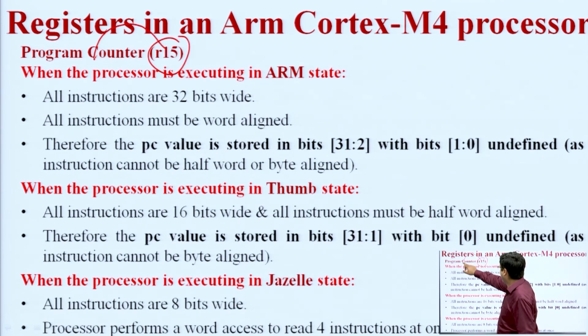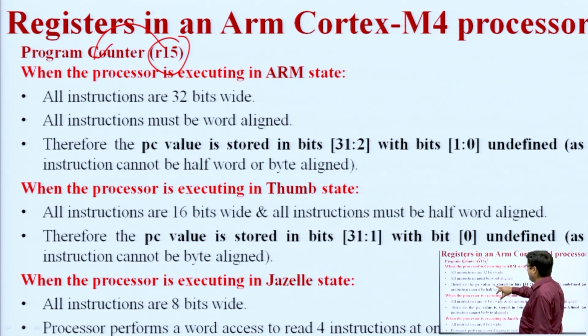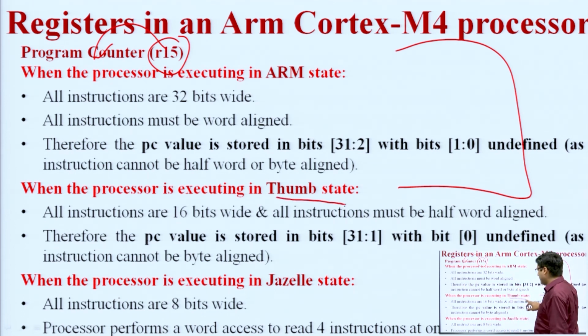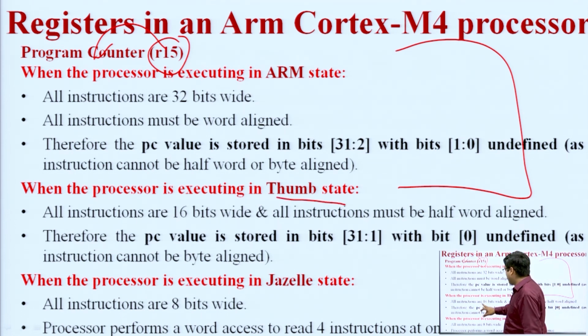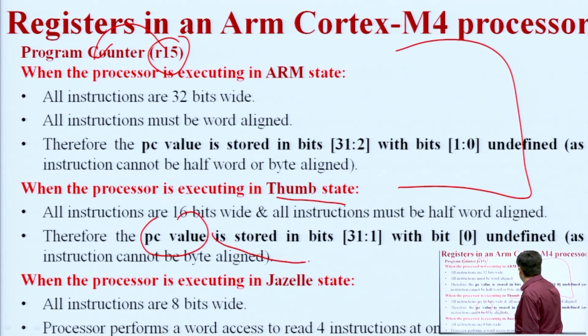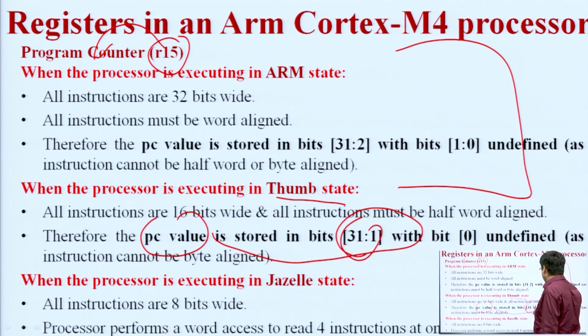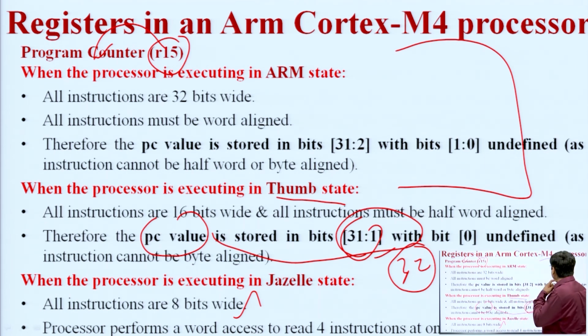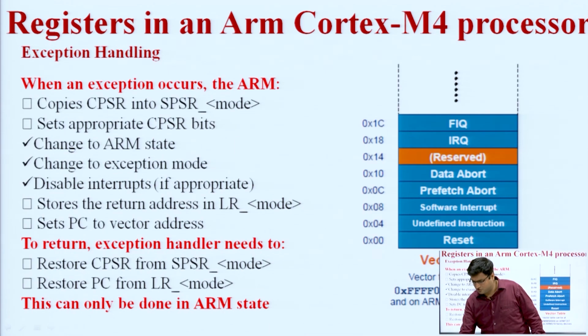R15 is dedicated to the program counter. We have seen that the program counter is used to point to the address of the next instruction to be executed by the processor. When we are executing in the thumb state, the PC value is stored into the 32-bit register. All the values of the program counter will be stored into this mode. Okay. So all the instructions take place through these registers. This is the register organization.